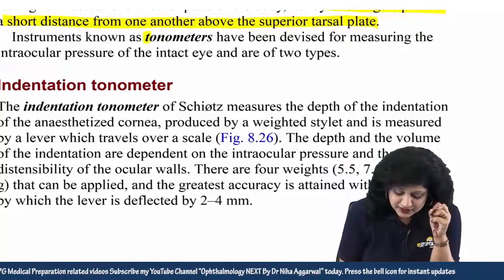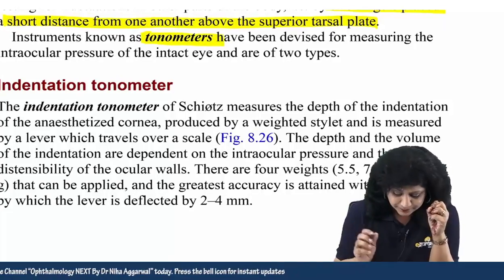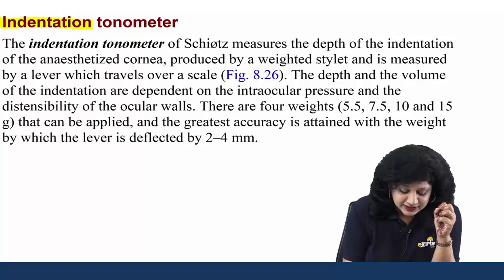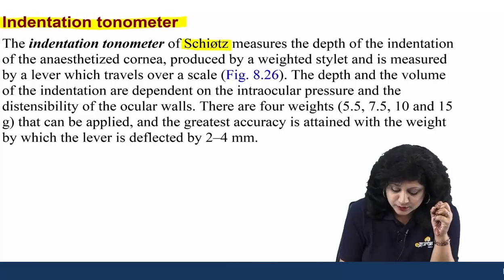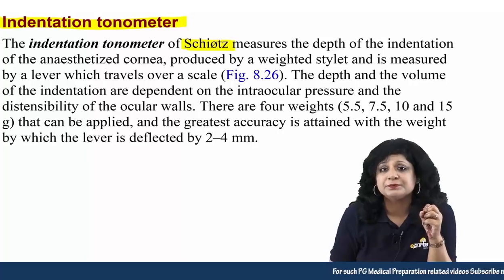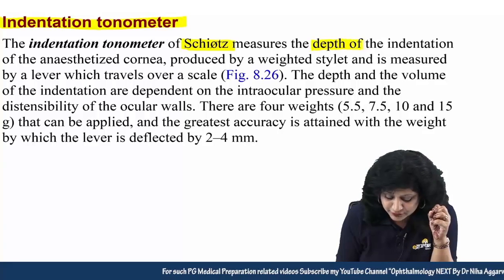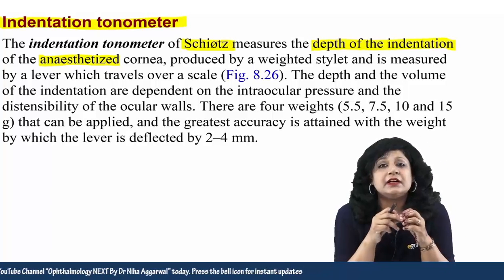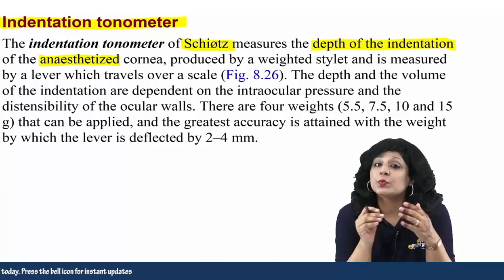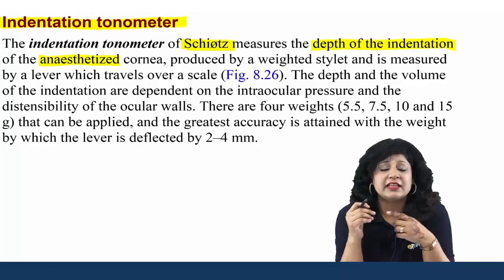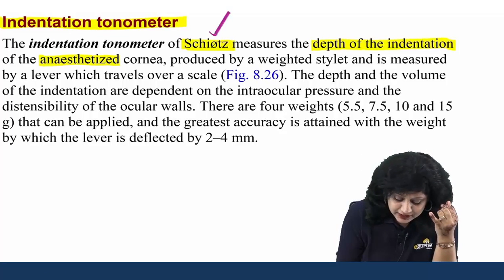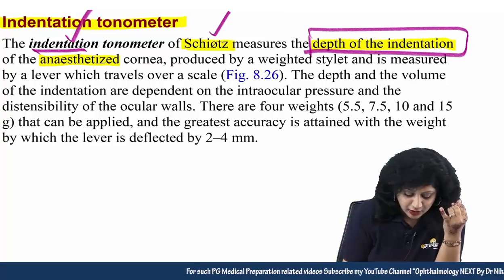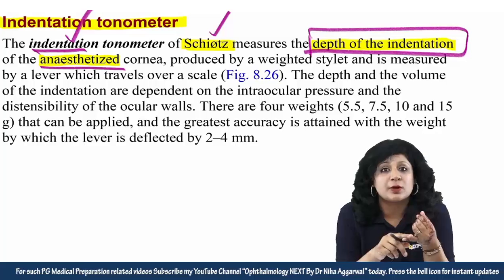Instruments known as tonometers have been devised for measuring this intraocular pressure. The first very basic kind of tonometer that we use is the indentation tonometer. Indentation Schiotz tonometer, very important. It actually measures the depth of indentation of the anesthetized cornea. Now, there is a very unique thing about Parsons, that each word does matter. See, in the very first line they have said so many things. The name of the tonometer is Schiotz. It's a type of indentation tonometer. It is measuring the depth of indentation of the anesthetized cornea, so you have to give the topical anesthesia.